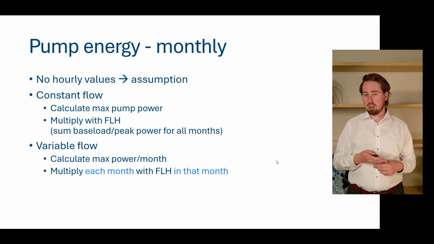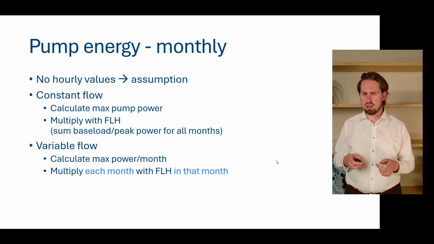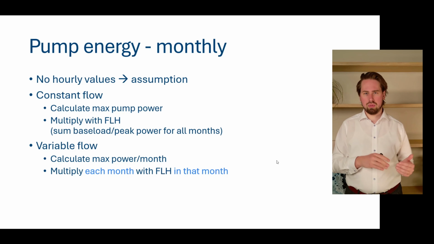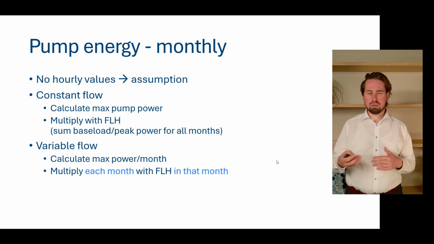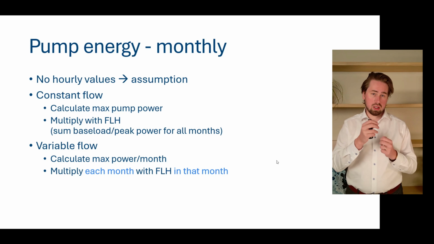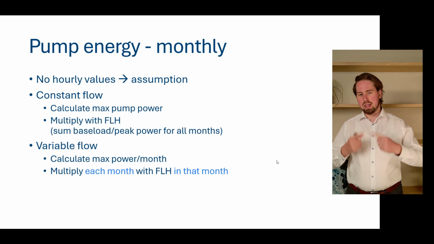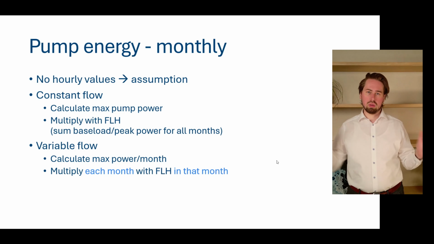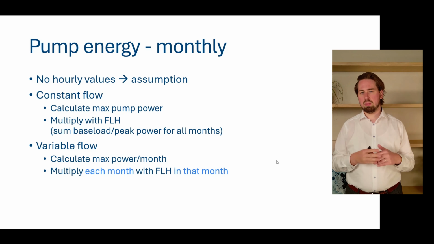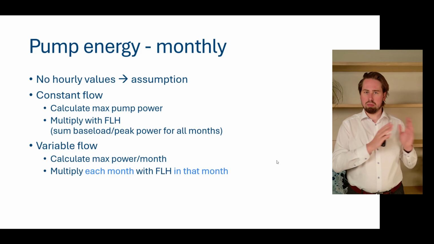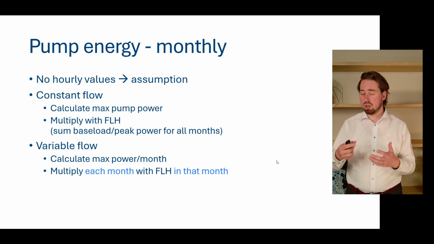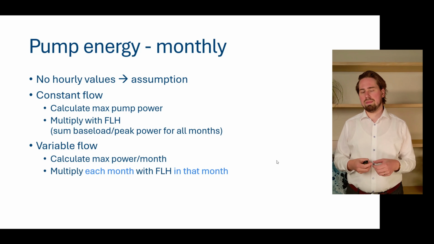When we do it with a variable flow, the reasoning is a little bit different, because here we're going to calculate the maximum pump power for every month. Because the temperature fluctuates every month, so we're going to calculate the maximum power at every month. And then we multiply each month with the full load hours in that month. So instead of working with one maximum power for the whole simulation, multiplying it with the sum of all the full load hours, we do that now month per month. And this gives a little bit a better estimate; it will give a lower estimate, as the electricity consumption of a pump will be lower in this case, of course.